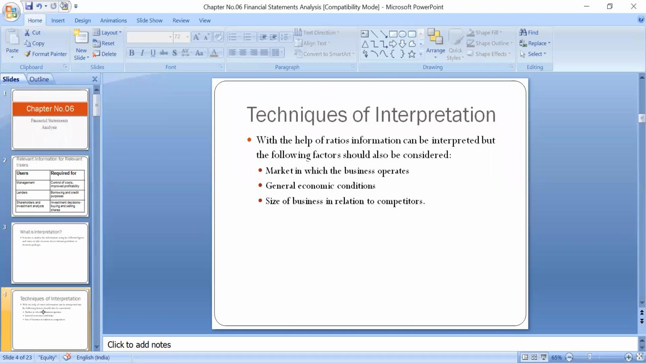So with the help of ratios, information can be interpreted, but the following factors should also be considered: the market in which the business is operating, the general economic conditions of the country, and the size of the business in relation to the competitors. Whenever you are comparing your business with another organization, the size of both organizations must be the same.